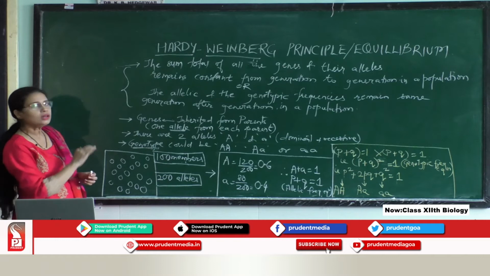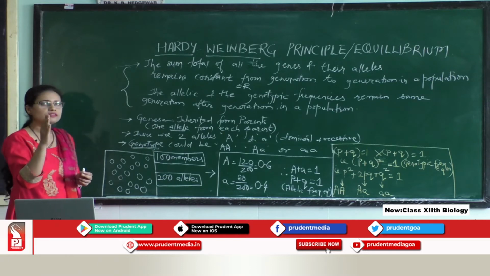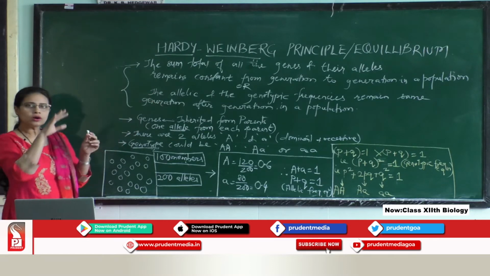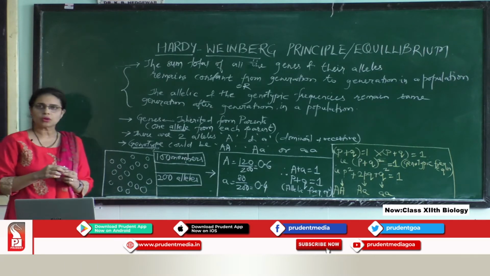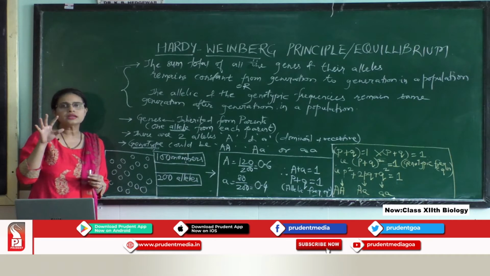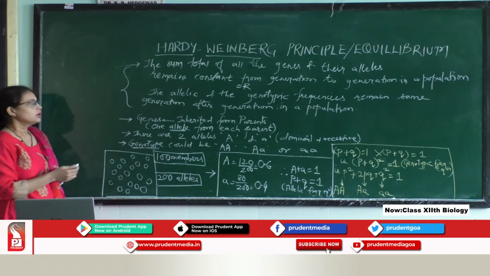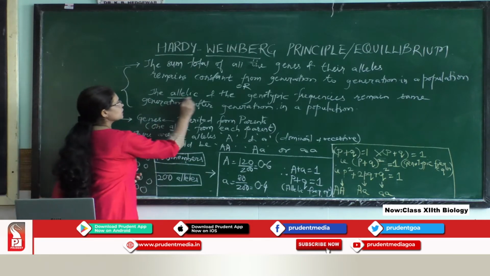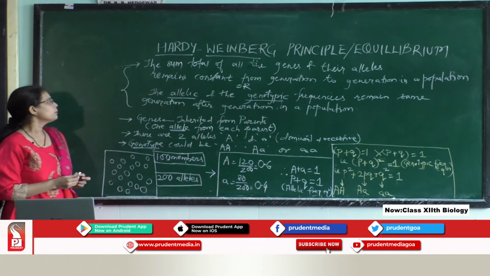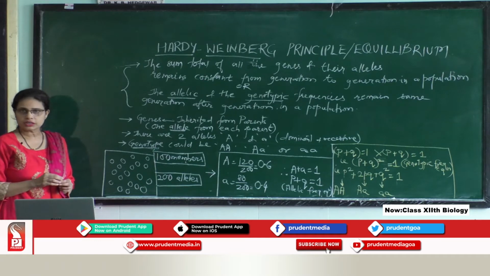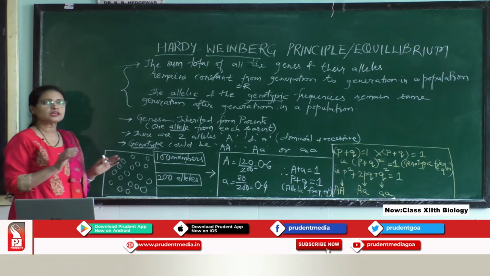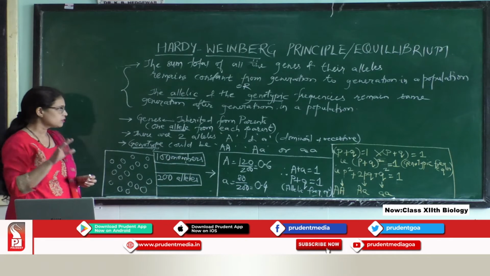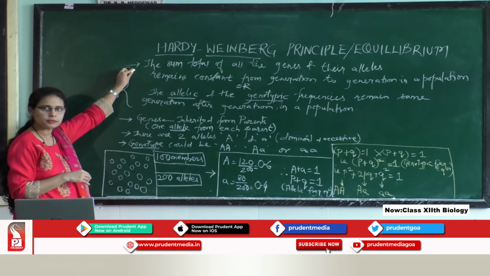The sum total of all the genes and their alleles, we know that genes have different variants called alleles, remains constant from generation to generation in any given population. Or you can modify the statement and say the allelic and genotypic frequency remains the same generation after generation in a population. You will understand this statement well only when you know the meaning of allelic and genotypic frequency. So let's understand this first and then come back to this statement.